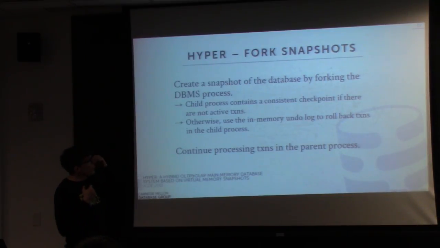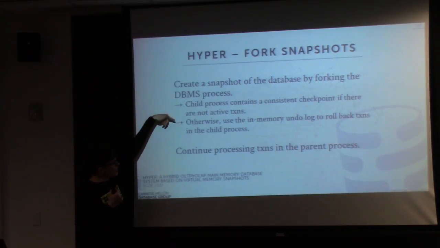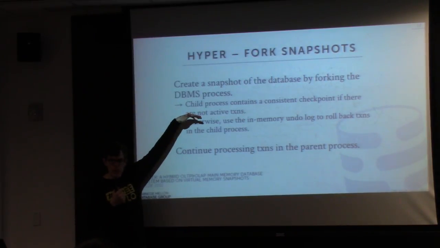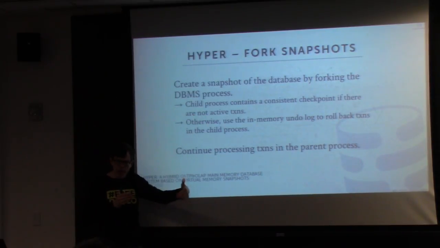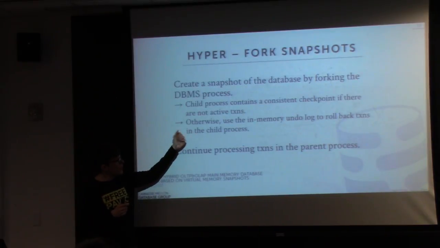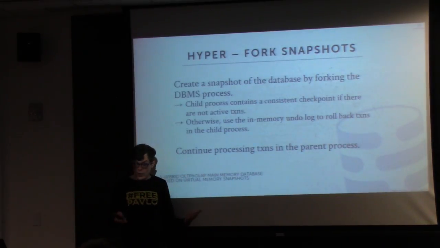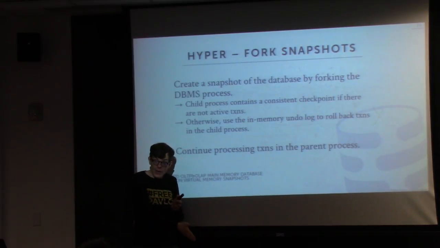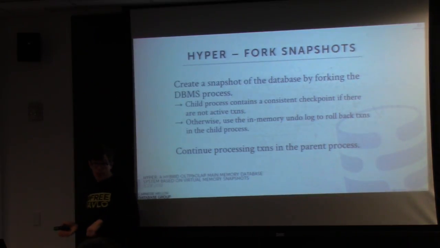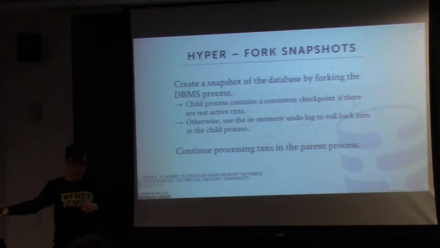In the way Hyper would do this, they would not actually pause transactions when they did the fork. They would just do the fork, and then on the parent process, the transactions keep on processing just as if nothing happened. But in the child process, you would use the in-memory undo log that you're maintaining for your transactions to abort those transactions and roll them back. Then when you do that, you now have in your child process a consistent snapshot of the database. And the child process can then write that out to disk for the checkpoint.